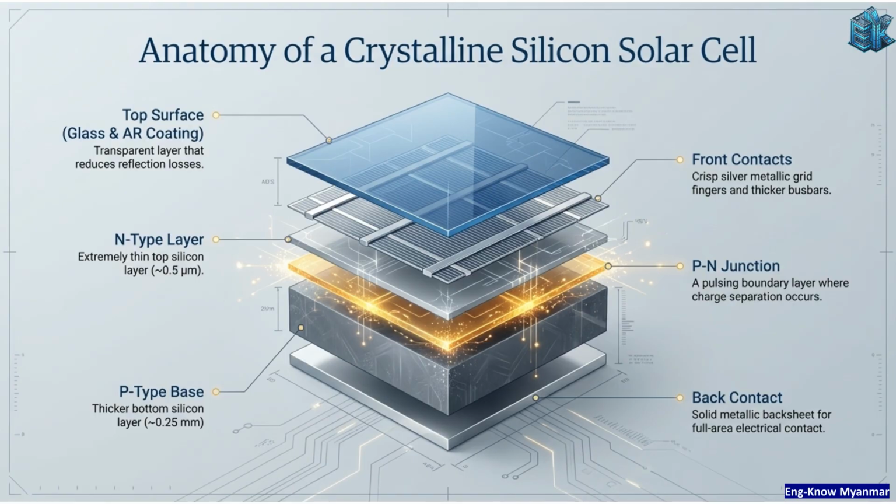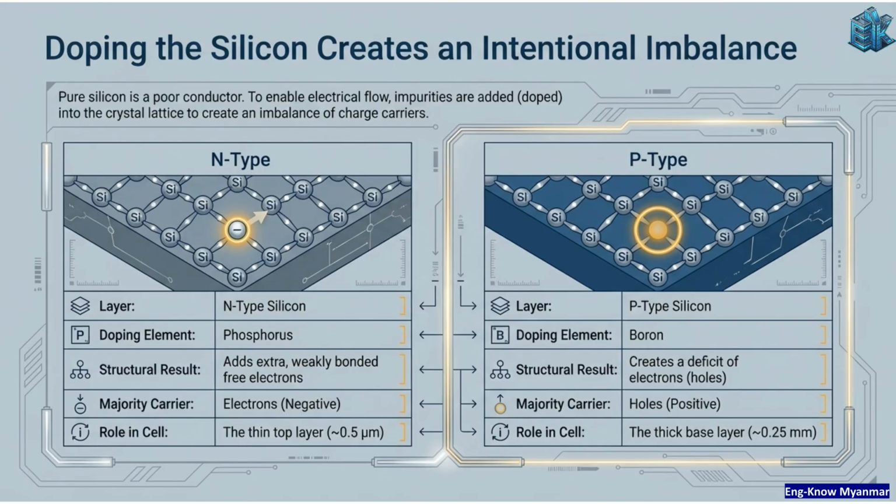Let's look at the anatomy of a crystalline silicon solar cell. Key layers include the glass and anti-reflective coating, the N-type layer, the P-N junction, the P-type base, and the electrical contacts. Pure silicon is a poor conductor.